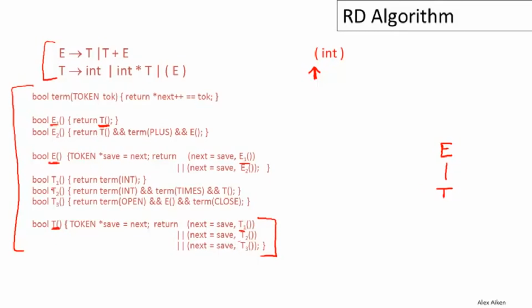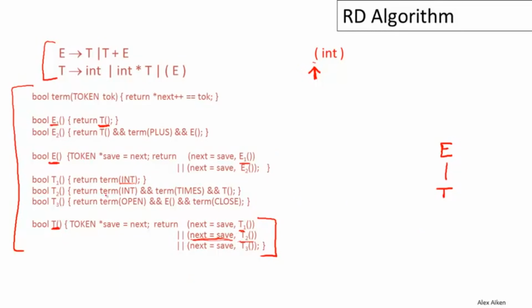And so it's going to call T1, and we'll see that T1 is going to fail because it's going to try an int, and I won't put it in the parse tree since it isn't going to work, but the int is not going to match the open paren. So that's going to return false, which will cause us to backtrack. It'll reset the input pointer to the beginning of the string, and then it'll try T2.